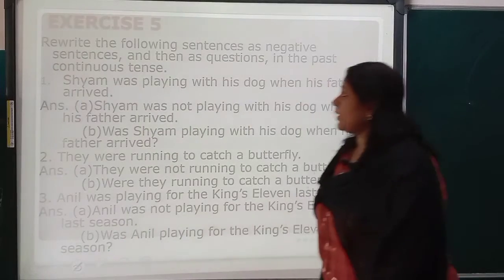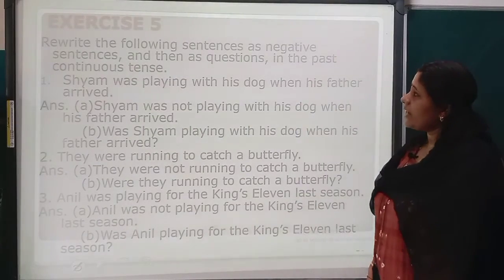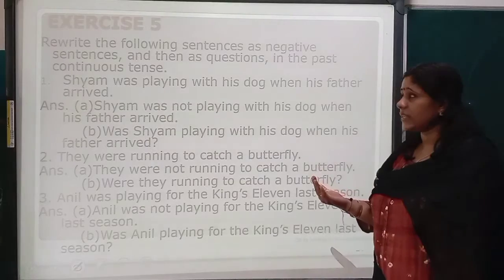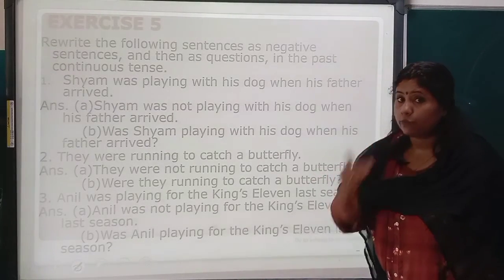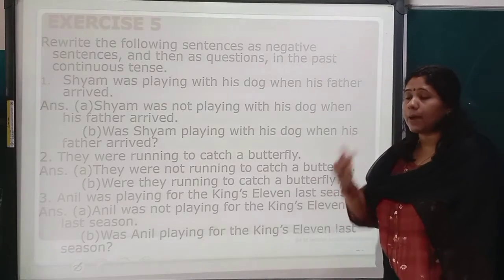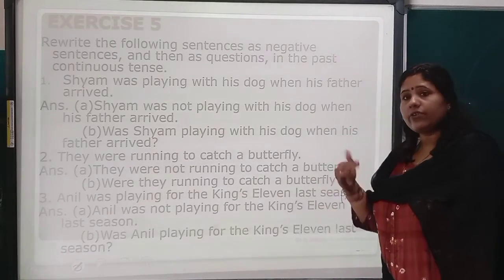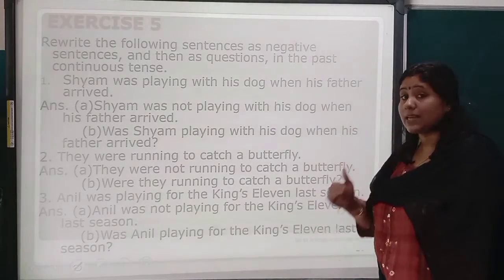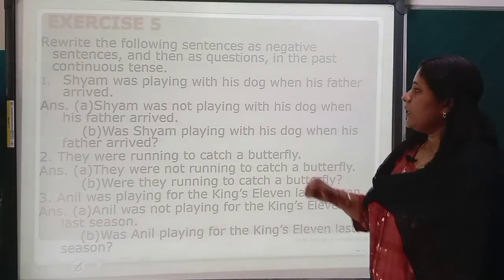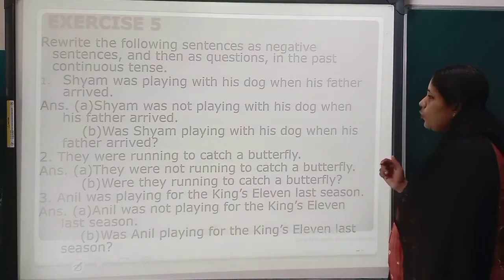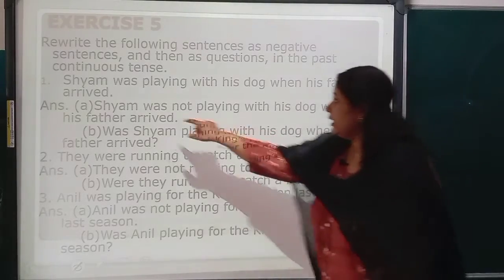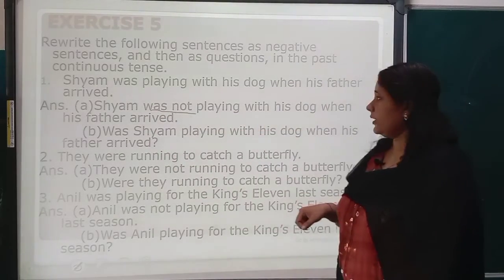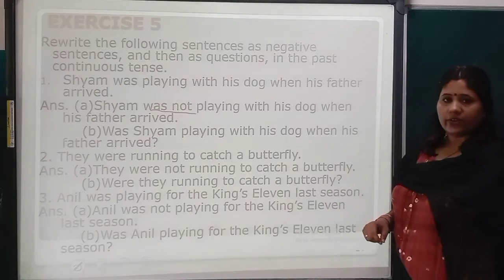Next, coming to exercise 5. Rewrite the following sentences as negative sentences and then as questions in the past continuous form. Children, be very careful with the past continuous form. Don't write it into simple past. This is past continuous. Okay. Sham was playing with his dog when his father arrived. Sham was not playing with his dog when his father arrived.